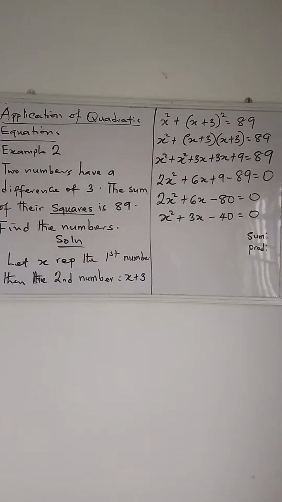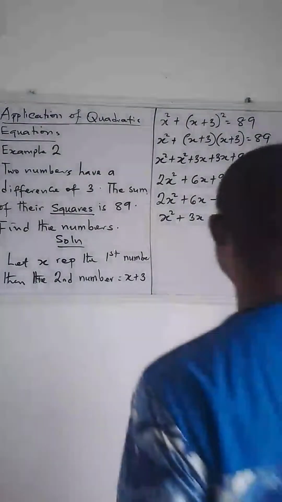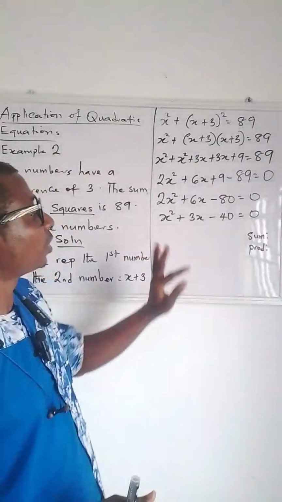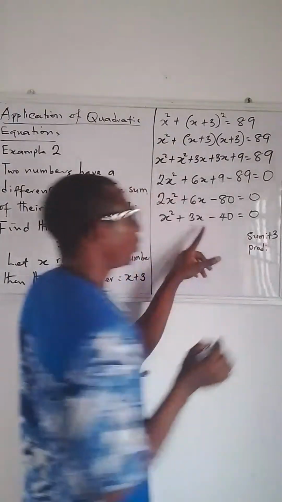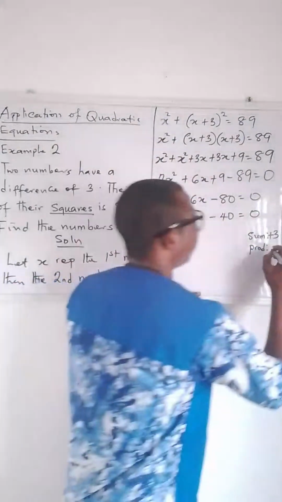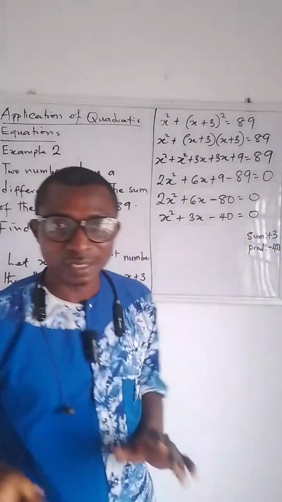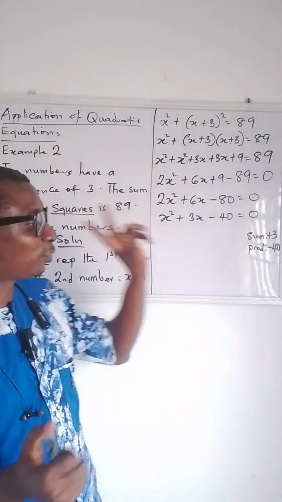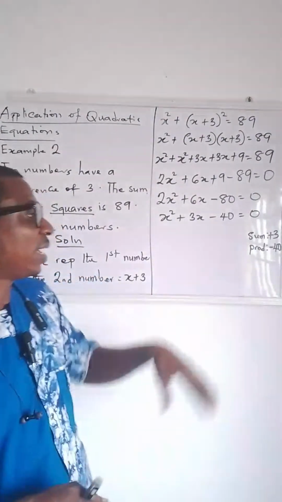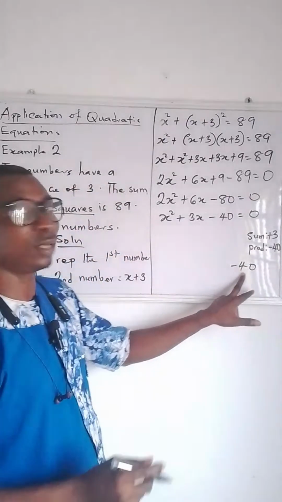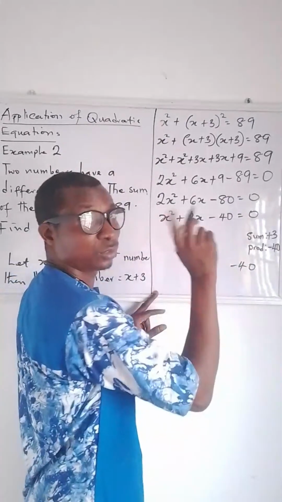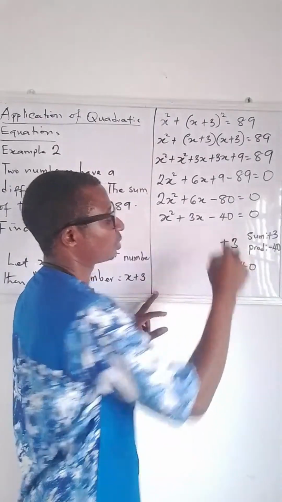All right, sum is plus 3 and product is minus 40. Good, that's very smart of you. So sum is plus 3, and product is minus 40. Now this is the last thing you are going to do for me. Give me two numbers such that when I multiply them together, I have minus 40, the product. But when I sum those numbers together, I will have plus 3.